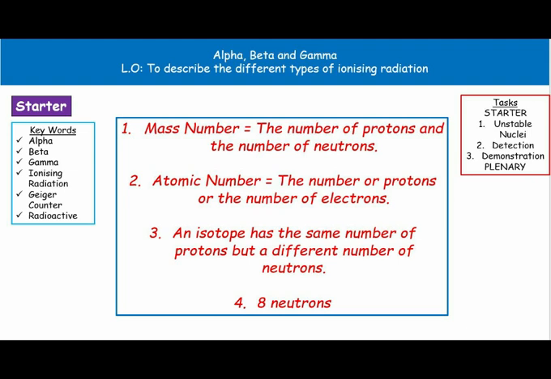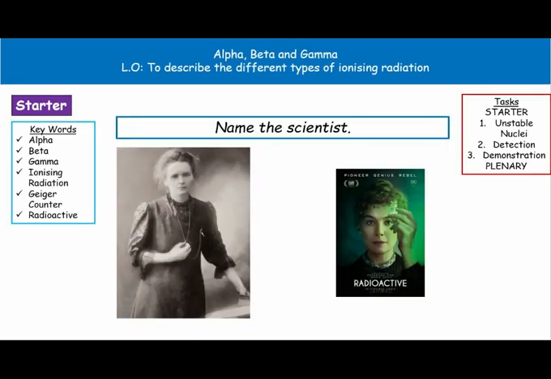So add them up, let me know who got 4 out of 4, who got 3 and 2 and 1 in the chat window. So what I've given you on the screen there is a picture of a very famous scientist. Let's see if you can name that scientist in your book. I'll only give you about 10 seconds to write down that person's name.